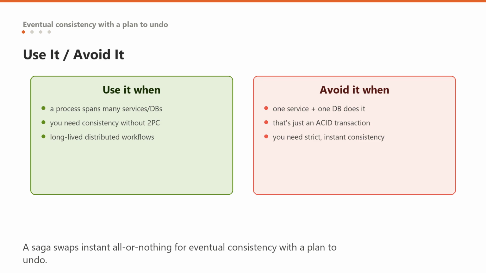Do not reach for it when a single service and a single database can do the job. That's just a normal ACID transaction, no saga needed. And avoid it when you truly need strict, immediate consistency and cannot tolerate any intermediate state, though in practice that's rare across services. Said simply, a Saga trades instant consistency for something achievable in a distributed system, eventual consistency, with a clear plan to undo. Explain the laptop order, a happy path and the compensations, and you've shown you truly understand it.